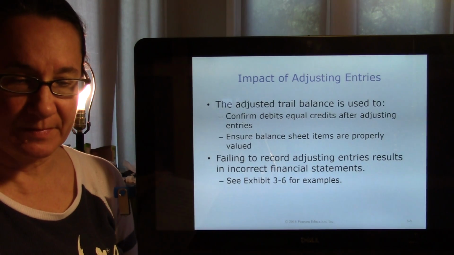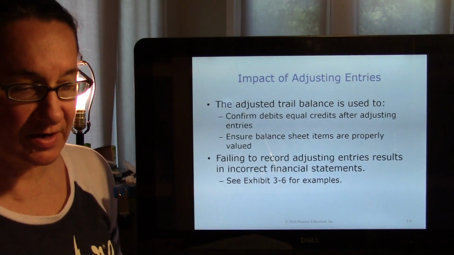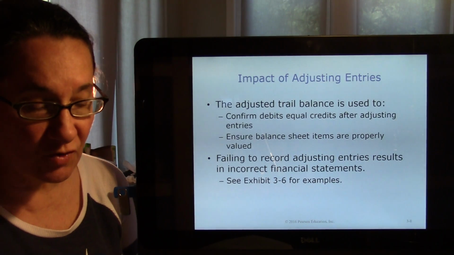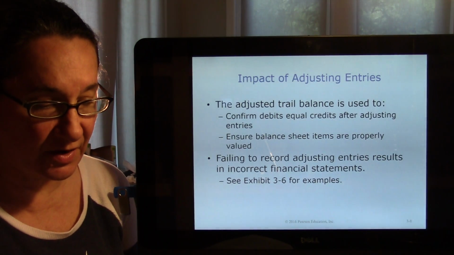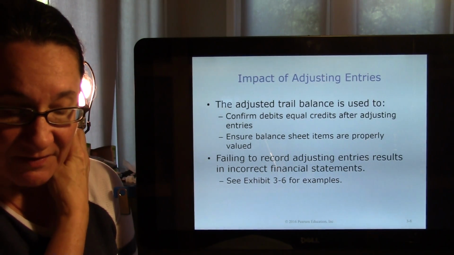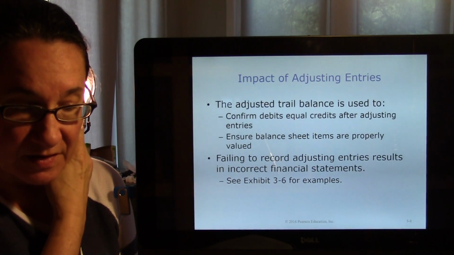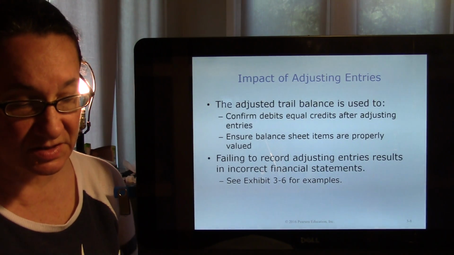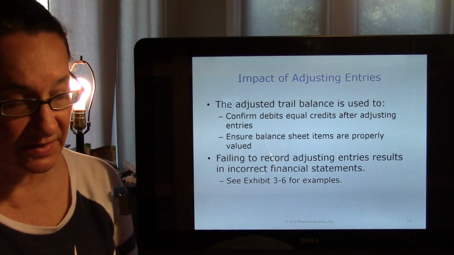For example, if the adjustment for a deferred expense is not made, the asset account will be overstated and the expense account understated. This type of error results in an overstatement of net income because the expenses are too low. A summary of the impact on the financial statements is shown in Exhibit 3.6 on the next slide.